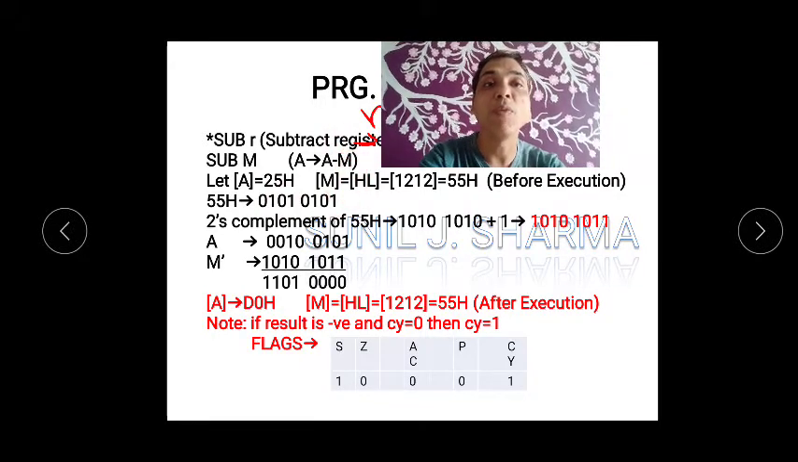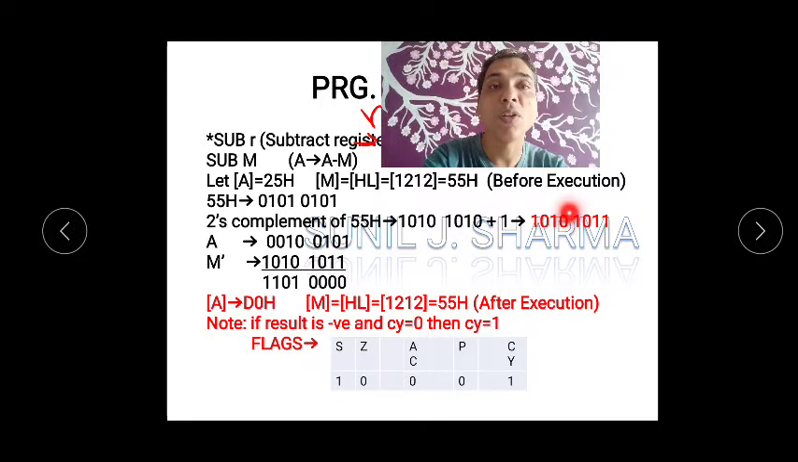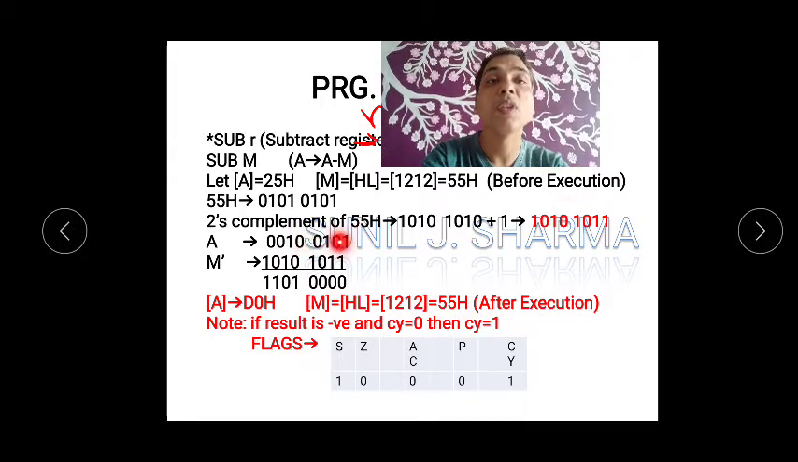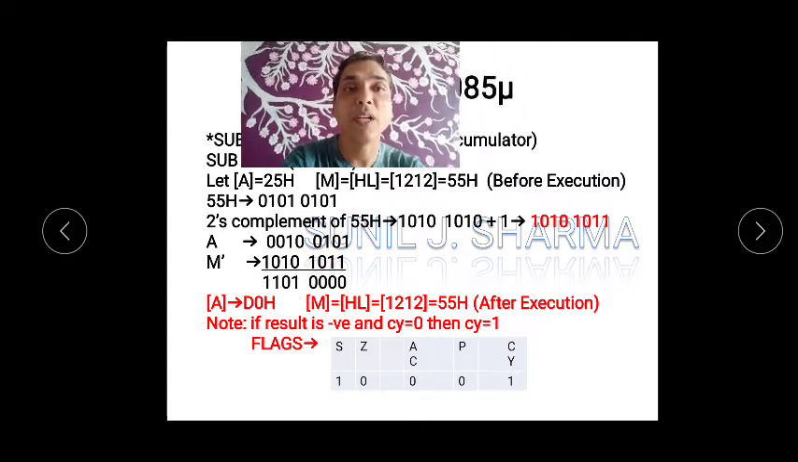So this is 55. So we have to just remove 2's complement of that. This is 2's complement of 55. Remember that 2's complement has to be removed of a negative value only, not of a positive. Now can you see the accumulator value is 25, that is not changed.